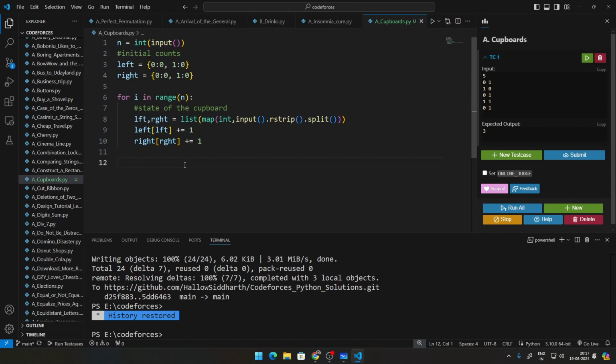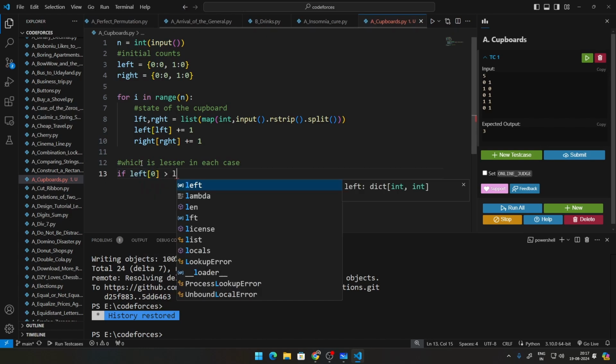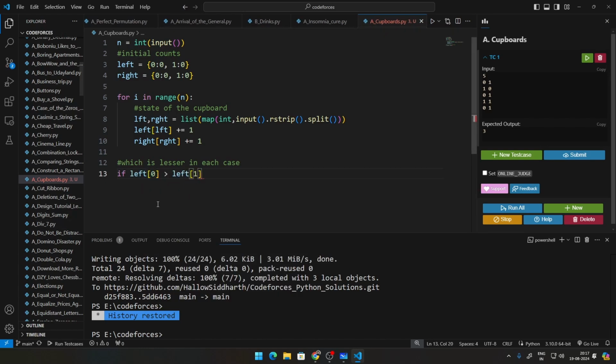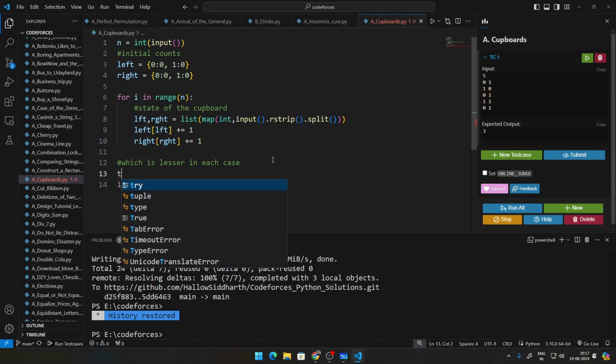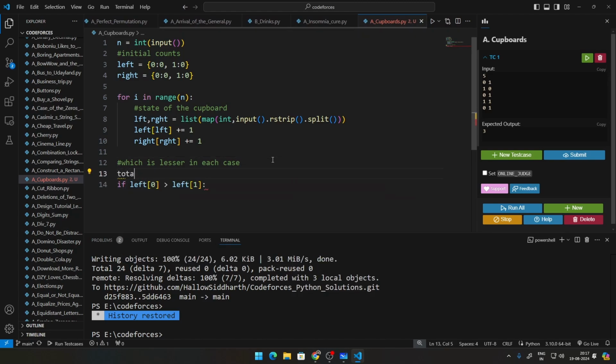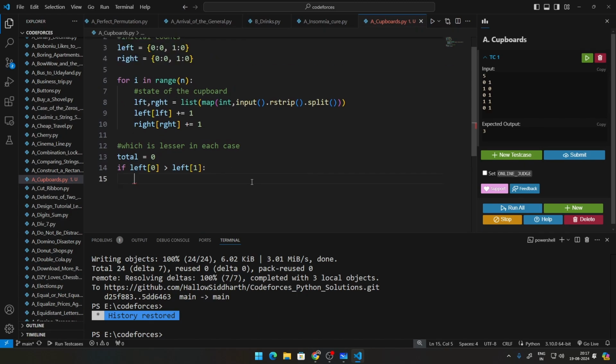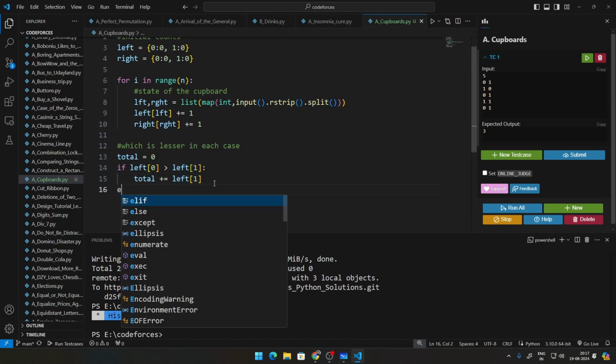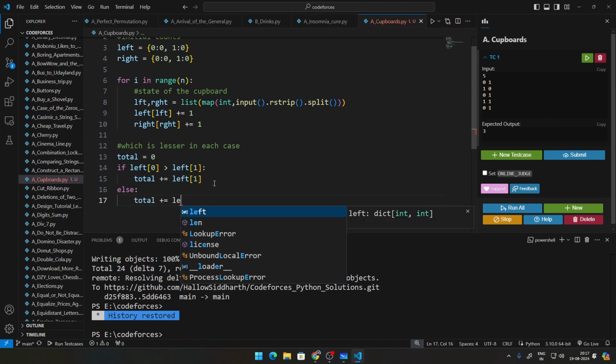Okay, so once you get this, what do you do? You go ahead and compare which is the minimum for each, which is lesser in each case. And how do you do that? Simple. Let us just go ahead and declare a total so that we can go ahead and print our answer as well and initialize that to be 0. If left of 0 is greater than left of 1, that means we have to go ahead total plus equal to left of 1, because the minimum number of elements only we need to add as operations, correct? Else, total plus equal to left of 0.